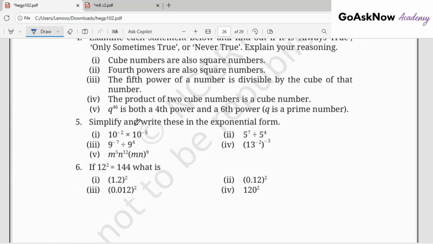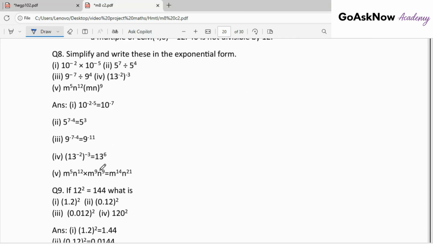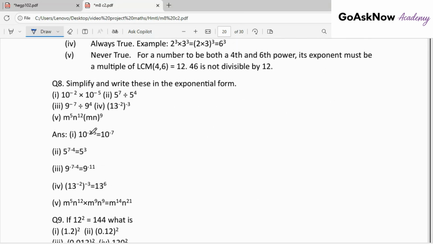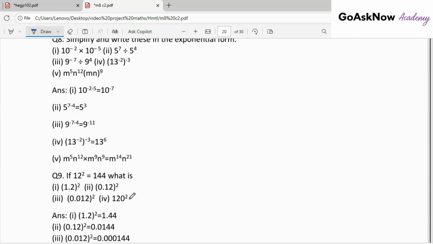Next, simplify and write these in exponential form. That means we are writing 10 power minus 2 minus 5, which is minus 7. This is 7 minus 4, which is 5 power 3. Minus 4 minus 7 minus 4, which is minus 11. 13 power minus 2, which is minus plus 16. Here, which is 9 plus 5 which is 14 and 12 plus 9 which is 21.